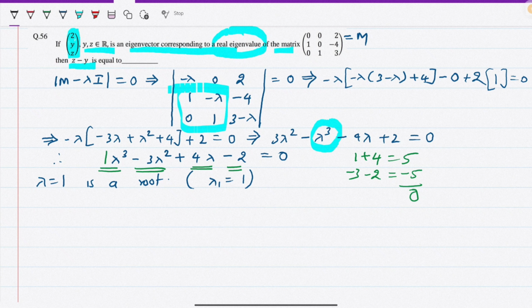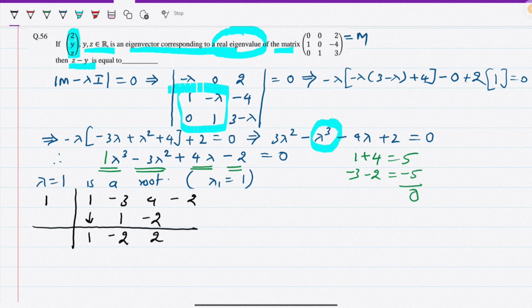So using synthetic division, we write 1 and then all the coefficients: 1, negative 3, 4 and negative 2. We bring the first term down, 1, then we get negative 2, then 2, and then 2 again, which gives 0. Thus the quadratic factor from the given equation is lambda square minus 2 lambda plus 2.